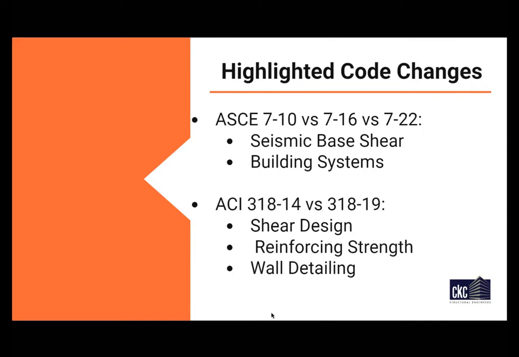For ASCE 7, we're going to actually compare for these two case studies, 7-10, 7-16, and 7-22 for that matter, and look at the seismic base shear and the implication on drift and other, and also talk about the building systems as well. For the ACI code, we're going to touch base on the 318.14 shear design and 318.19 detailing and how that would impact your design.